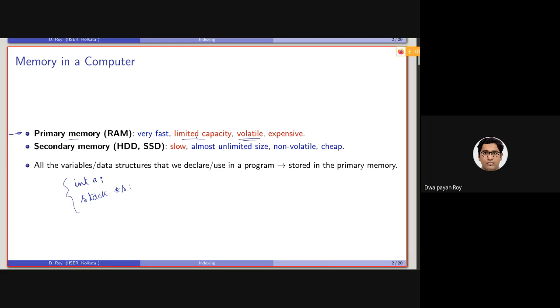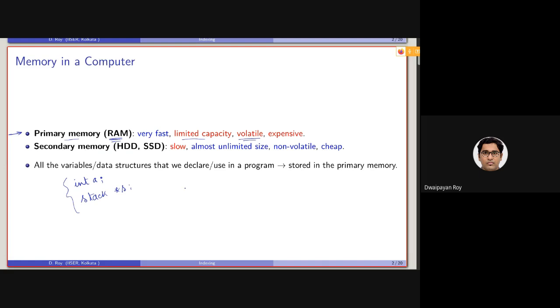Together with that, if I say launch the Firefox browser, or Adobe Acrobat Reader or something else, every program that we are starting will be taking up some memory space, basically the primary memory space. So if I write a program which is taking up a lot of memory, at some time it might actually overflow the primary memory, which is RAM.